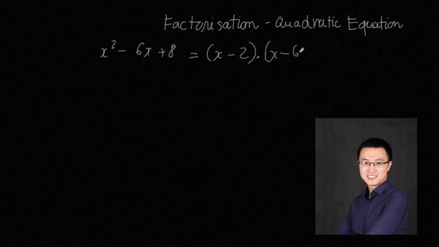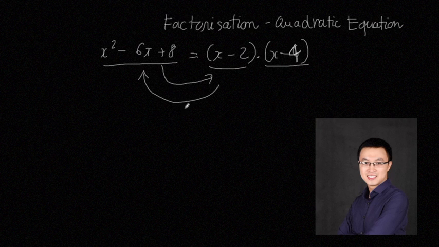And in the second form, you have only two factors. One is x minus 2 and the second one is x minus 4. The operation that transforms this into this one, we call factorization. And the inverse way we call expansion. So in this video we will focus on factorization first.